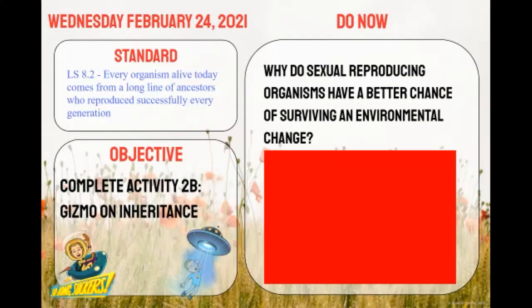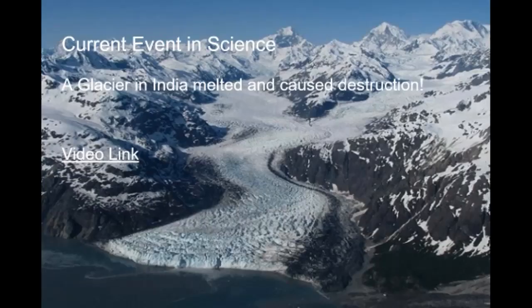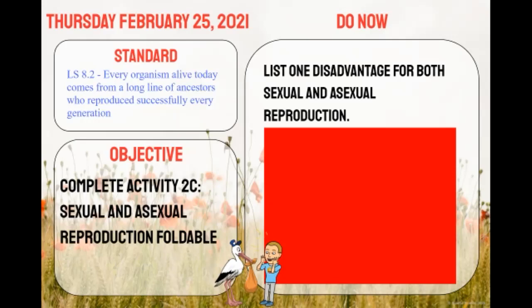In asexual reproduction, that process of reproducing gives you an exact replica of the parent. So if we're talking about the color of a flower, if it's always going to be red, well, maybe that red flower is going to stick out in the environment and no longer be able to survive. Here's a current event. And then Thursday is list one disadvantage for both sexual and asexual reproduction.